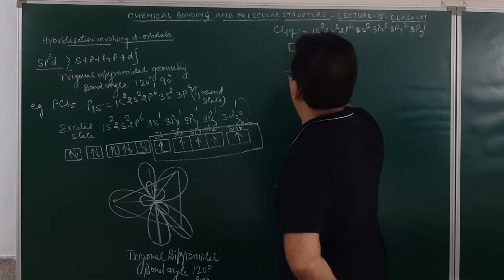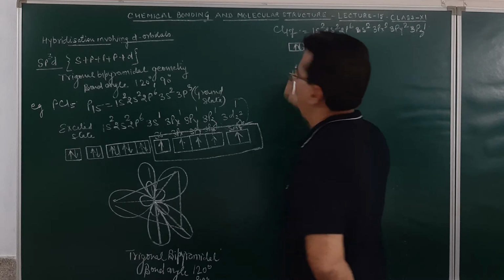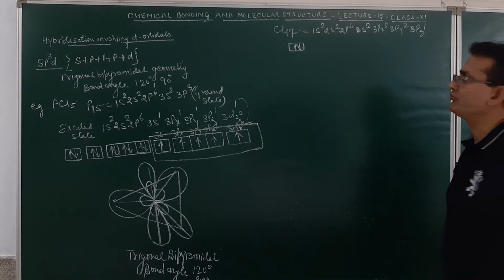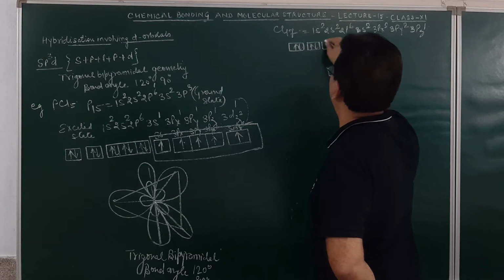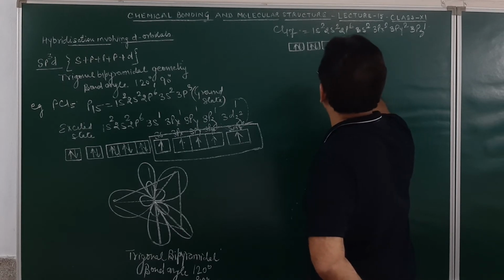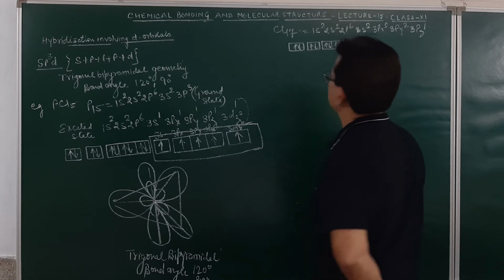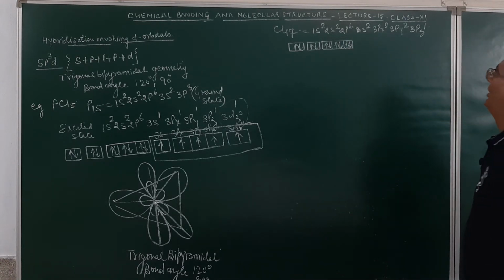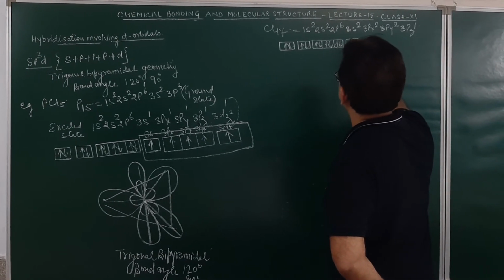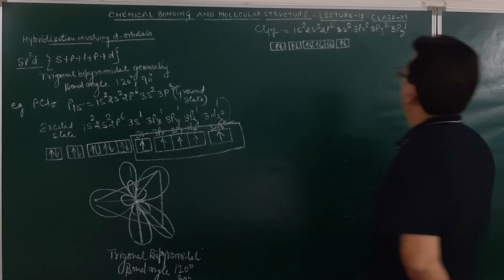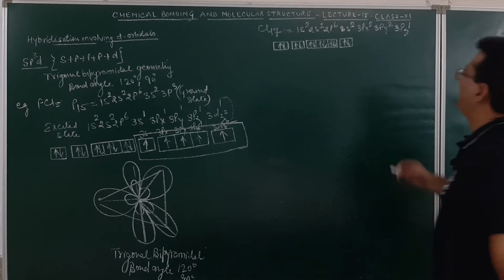How? The 1s orbital has 2 electrons, so naturally it is not going to participate in the bond formation. Then we have the 2s orbital, then 2p6, each having 2 electrons. Then we have the 3s2 orbital, and the px, py and pz orbitals.